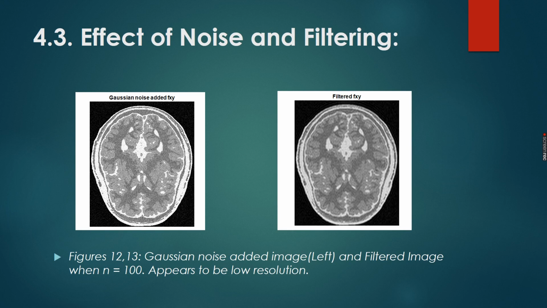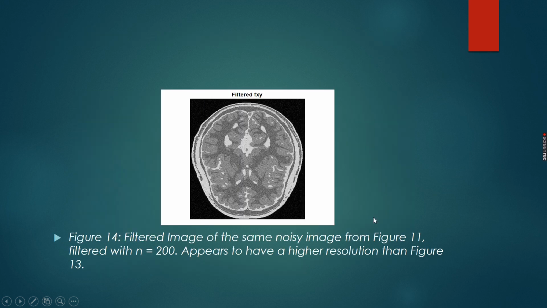Then we have the effect of noise and filtering. Here we have a noisy image. We have added a Gaussian noise to one of the inputs, and we have filtered it using a rectangular filter, but this one has a lower cutoff frequency. You can see that it's a little bit low resolution, and we have another filtered version here. This one has a higher cutoff frequency, but you can see that it's still noisy because we have added high frequency components and it creates noise.